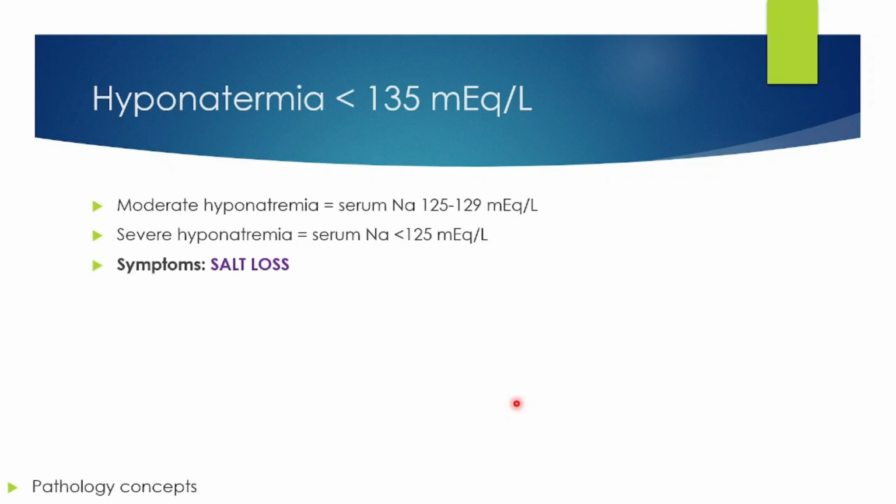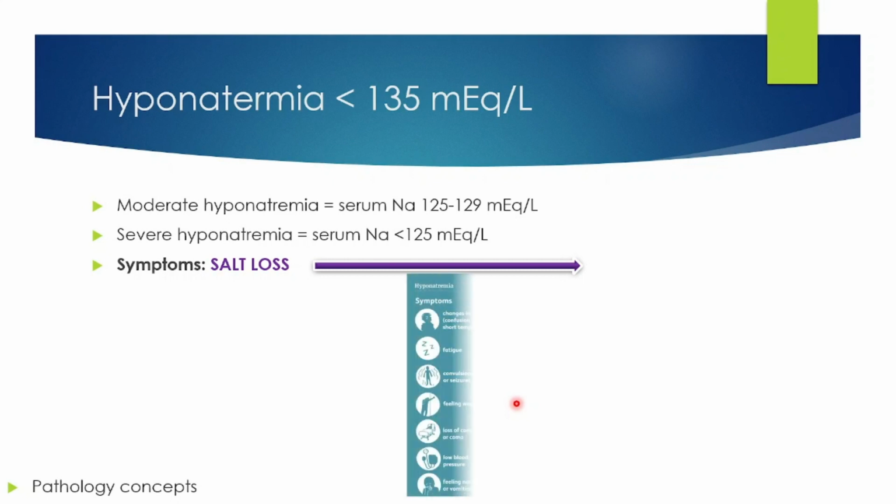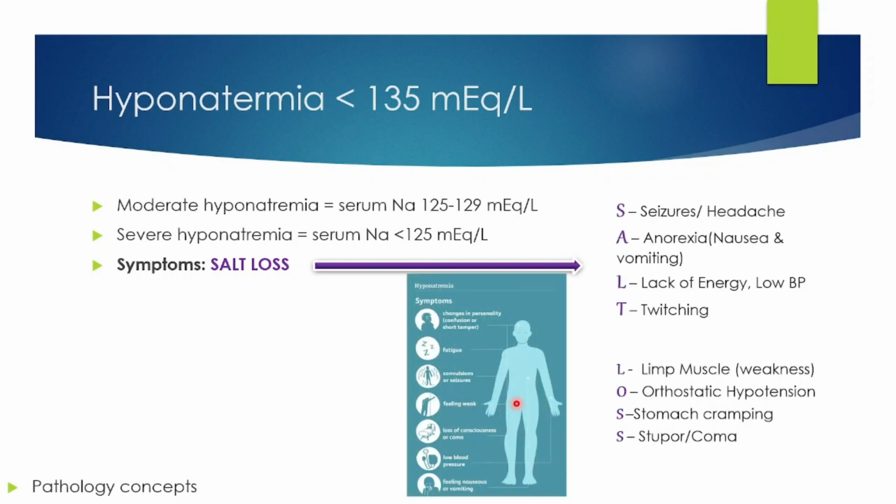The symptoms of hyponatremia have a mnemonic called SALT LOSS. Let's see what is SALT LOSS. S for seizures or headache, A for anorexia, nausea and vomiting, L for lack of energy, low BP, T for twitching of muscles, L for limp muscle or muscle weakness, O for orthostatic hypotension, S for stomach cramping, S for stupor or coma.